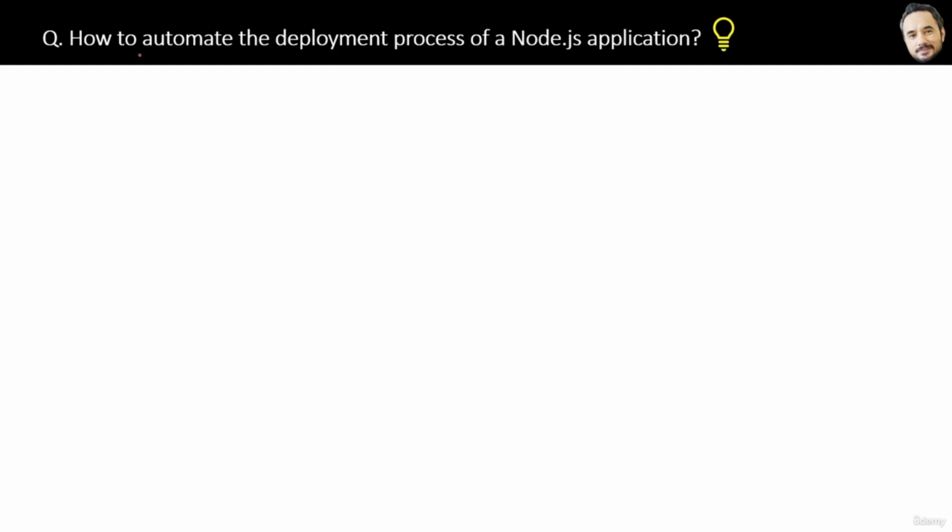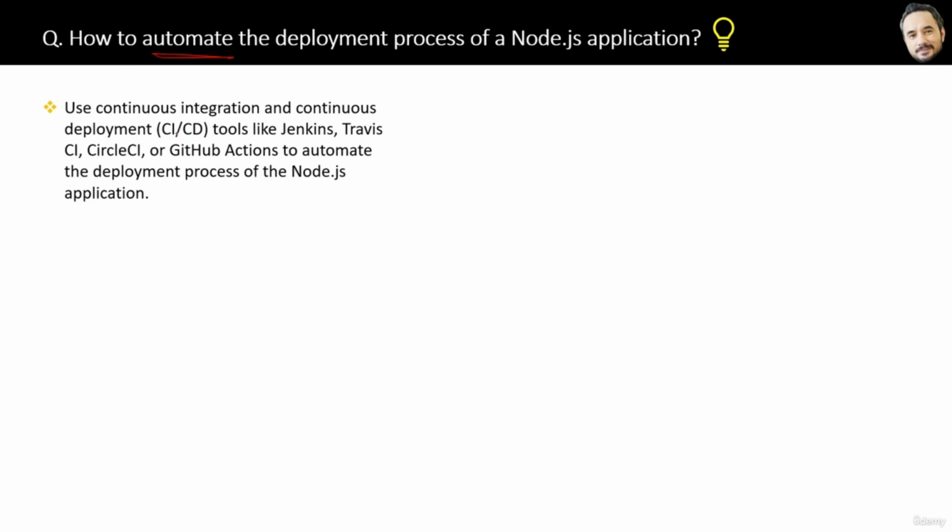How to automate the deployment process of a Node application? Yeah, I think I did not cover it earlier, but sometimes the questions can be out of syllabus also, right? And the answer is use continuous integration and continuous deployment tools, CI/CD tools like Jenkins, Travis CI, CircleCI, or GitHub Actions, which is very popular, to automate the deployment process of a Node application. And yes, these are automation tools. You can do manual deployment without these tools also. That's not a problem, but these are for automation.